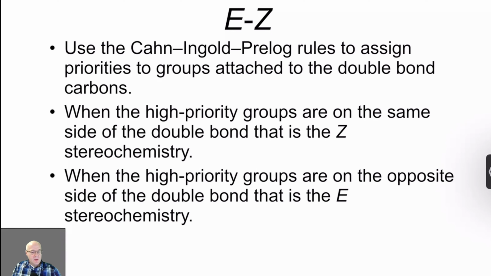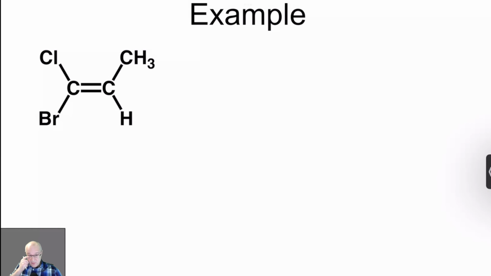We're going to do examples, and you'll get it. Once we do a few examples, you'll be like, oh, that's all this is? Very simple. When the high priority groups are on the opposite side of the double bond, that is the E stereochemistry. Okay? So Z means on the same side. E means on opposite sides. So let's do this example right here. Now what I tell students to do is I say, okay, just draw a dotted line down between the 2 carbons.